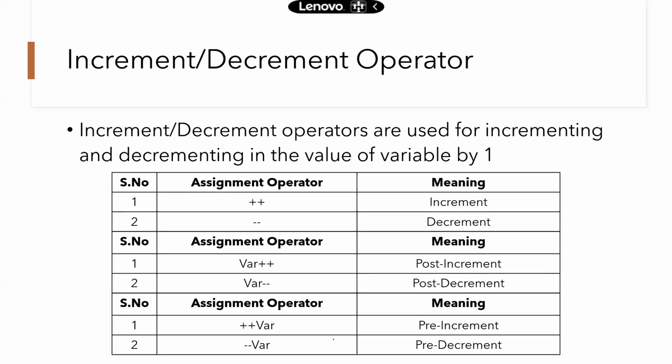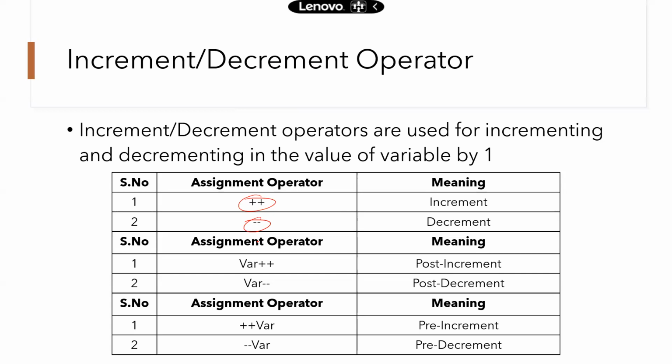Okay, then there are increment and decrement operators. The increment and the decrement operators are very simple to understand. At the same time, they become quite tricky. Increment and decrement operators are used for incrementing or decrementing the value of the variable by 1. So if it is a plus plus, it means an increment. If it's a minus minus, it means a decrement. The increment and the decrement operators are used in two ways.